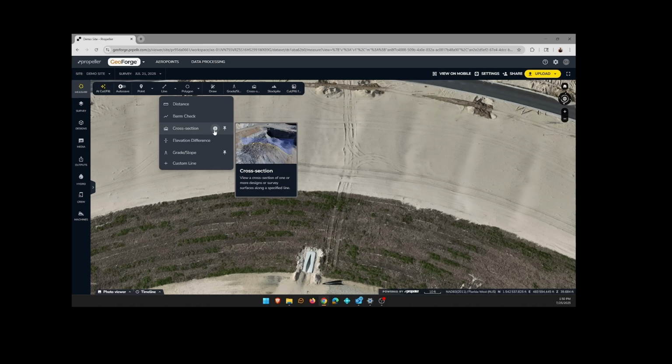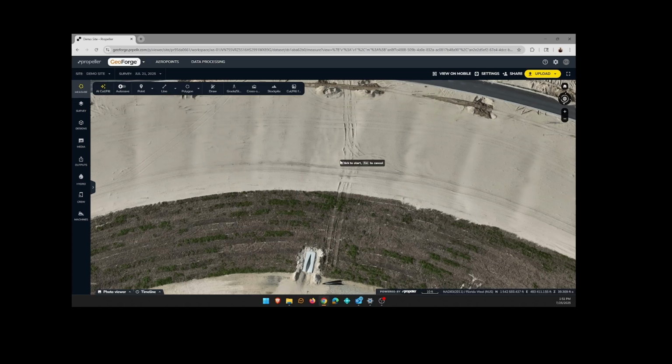We can do a cross section. For example, if we want to see what the exact cross section is of a particular slope, like the one in front of us here, or of a stockpile, we can draw a line across that and see the cross section. We can see the elevation difference between two areas, like between the point I placed at the top and at the bottom. And finally, we can trace out a line along a track, for example, and see what that grade or slope is. We can show that as a degree, a percentage, or a ratio.